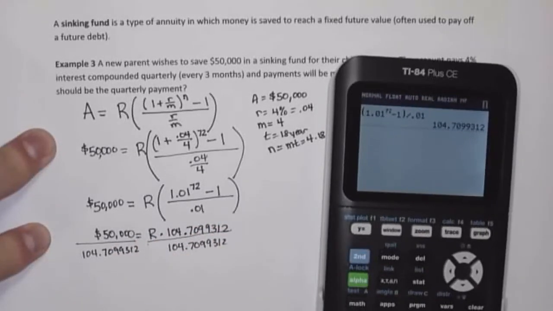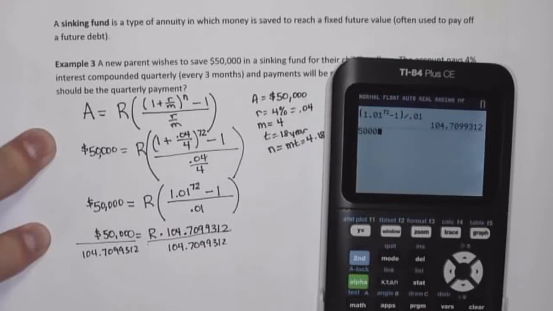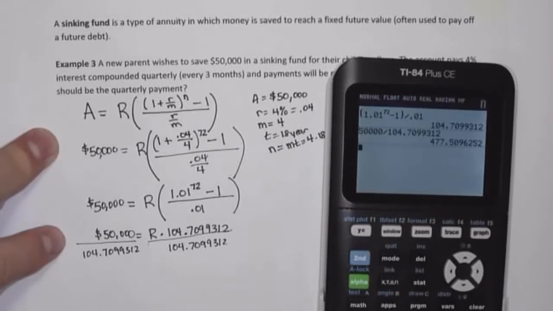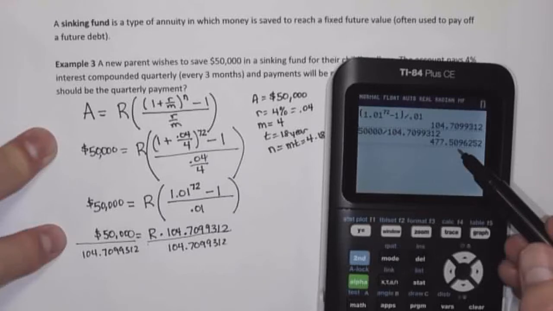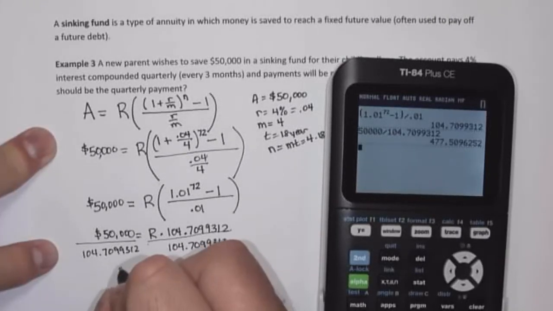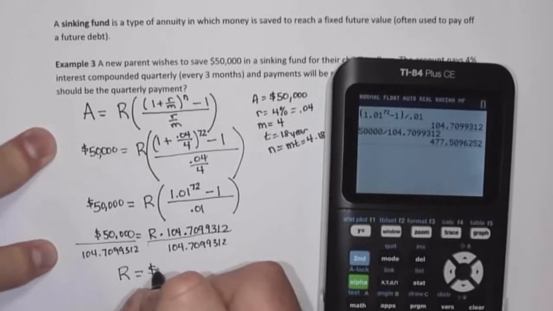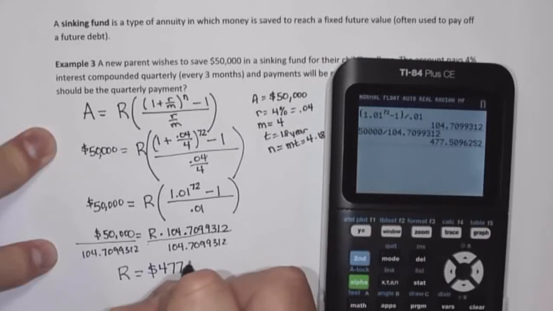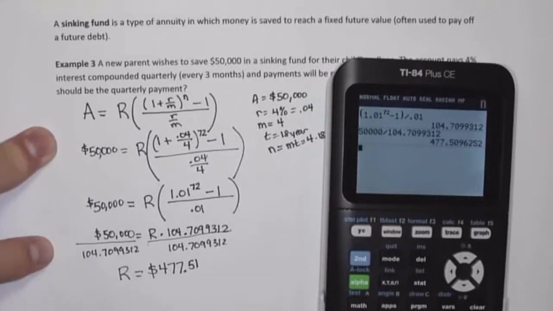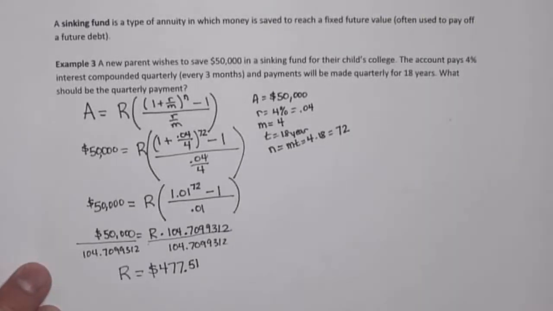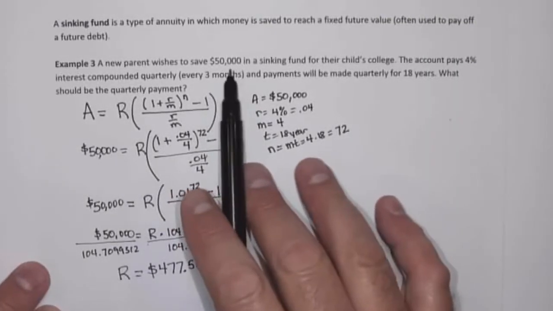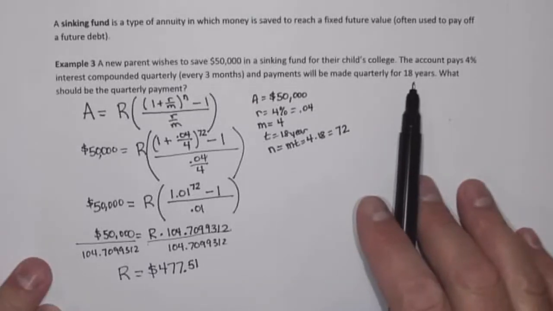So if I take 50,000 divided by 104.7099312, that is 477.5096 and so on. So now I'm going to round, so that would be 51 cents. So R is going to equal $477.51.